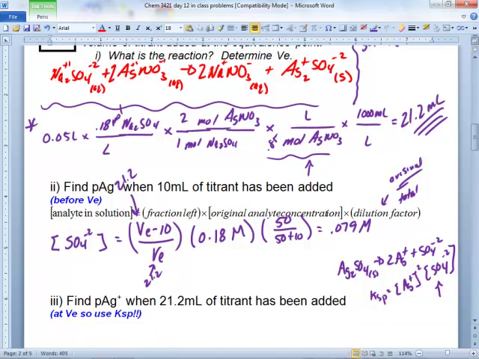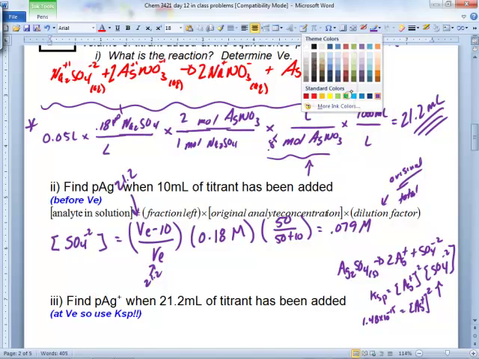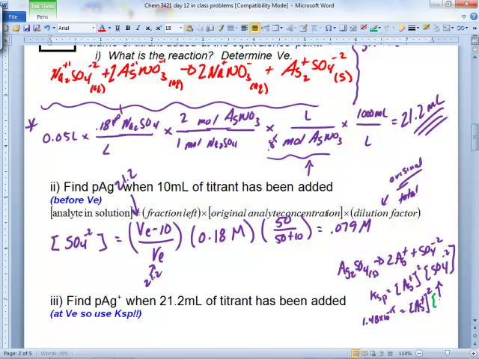Oh, we need the KSP. Oh, I have to have it somewhere, don't I? Did I look it up? Silver. 1.48 times 10 to the negative 15. KSP is 1.48 times 10 to the negative 15, which has to equal silver ion squared times that sulfate concentration, which is this guy.